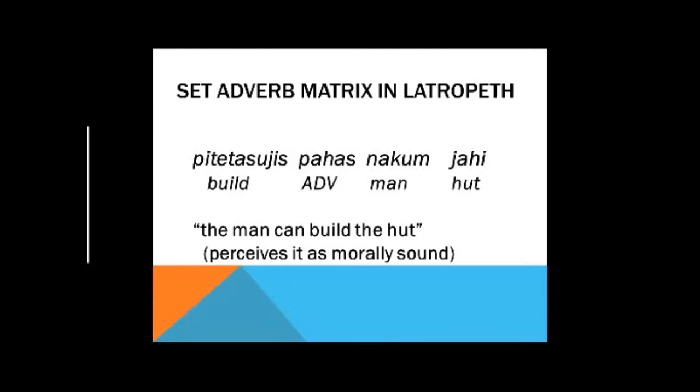So some more examples here. We've got piche taso yis pahas na kumyahi. Pahas expresses possibility based on perceived morality. So you could translate this one again as the man can build a hut, but it's in terms of him perceiving it as morally sound. So it's possible that he can build a hut because he perceives it as morally sound to do so.